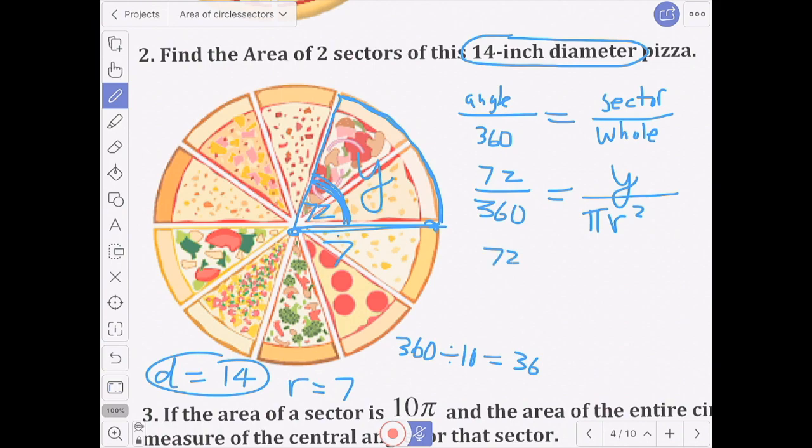So if I continue on with my formula, 72 over 36 equals y over pi times, well, the radius is 7. 7 squared is 49. Now all that's left to do is cross multiply. I'm going to change the color so you can see it maybe a little bit more clearly. So we get 360 times y equals pi times 49 times 72. So I'll need the calculator to figure out 49 times 72, which is 3528.